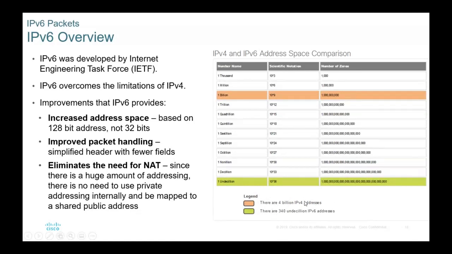So there's 4 billion IPv4 addresses, but there's 340 undecillion IPv6. So you can see that that's a lot more. Every time it goes by one of these, it's 3 times more. 1, 2, 3, 4, 5, 6, 7, 8, 9. 9 times 3, this is 27 times more, I think. My maths might not be the best, but it's a hell of a lot more. Let's put it that way.